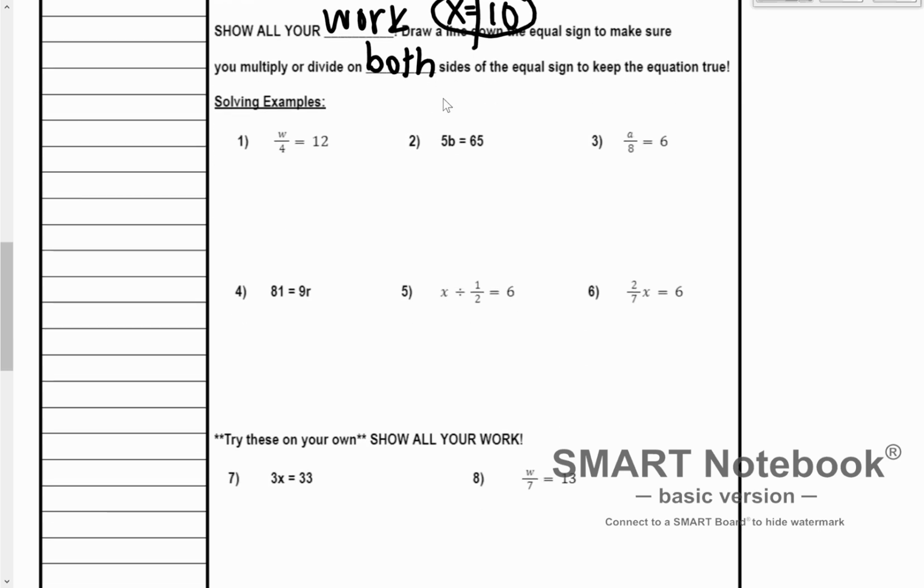All right, let's do some examples. If at any point you feel like you're catching on to this, you know how to show your work with it, pause the video and work ahead, and you can just use the video to check, but make sure that your work matches mine. First step, drawing our line down our equal sign.